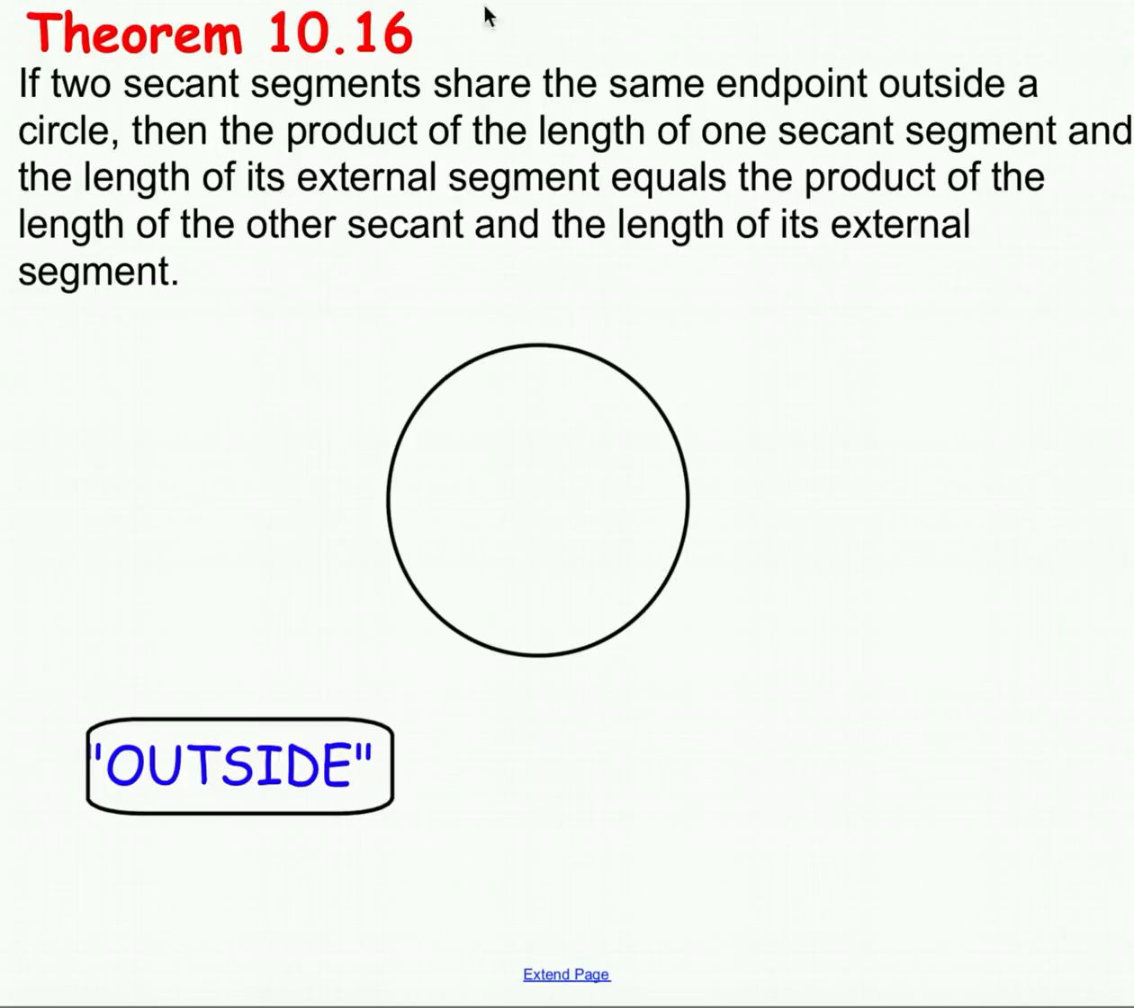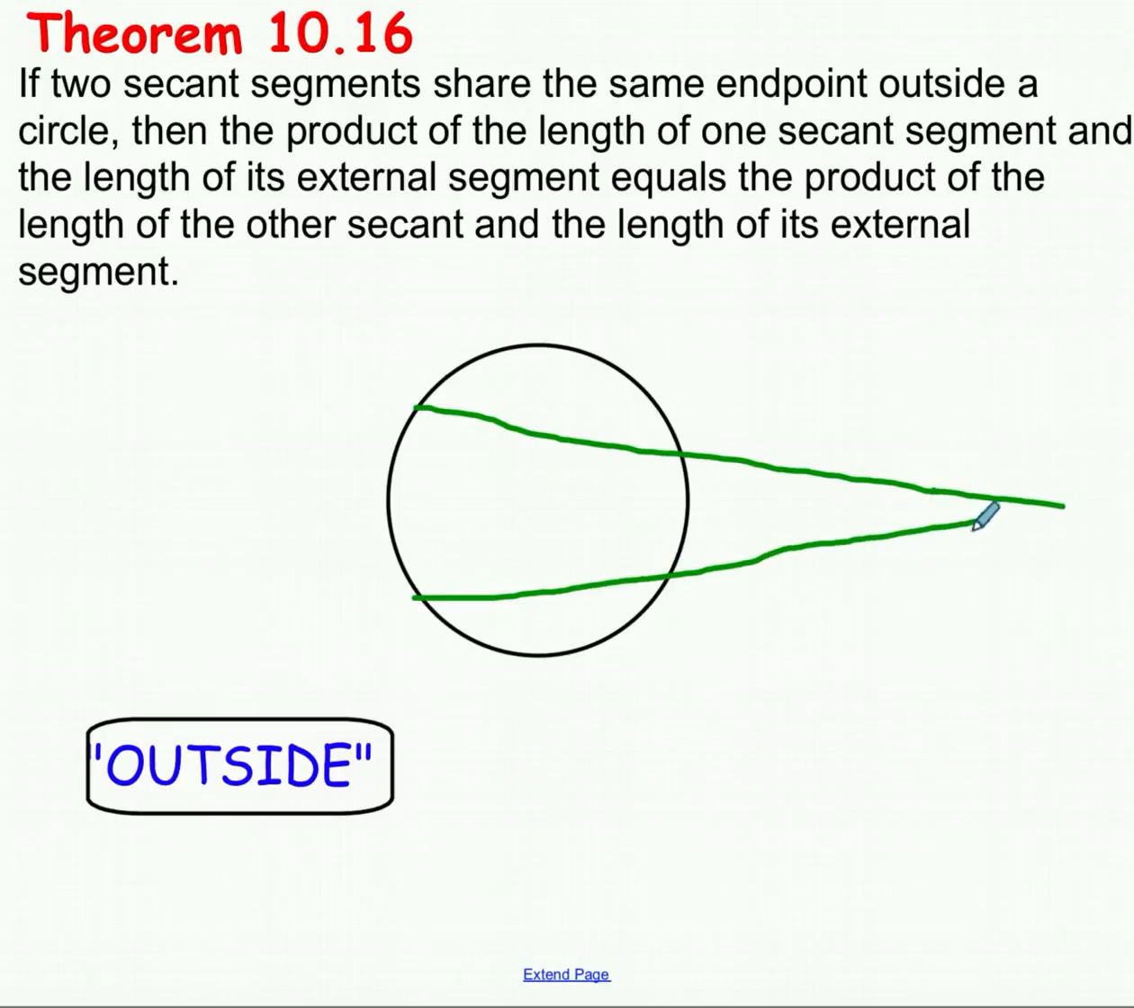This one is one of those theorems that has a lot of confusing language, but really isn't that complicated. We just kind of need to sift through it a little bit. This one says, if two secant segments share the same endpoint outside of a circle. Okay, let's pause, stop, and draw that. Two secant segments. So remember, a secant segment is a line that goes through a circle. So we're going to draw a secant segment that has one endpoint on the circle and then has another endpoint outside the circle where both of these secants meet.